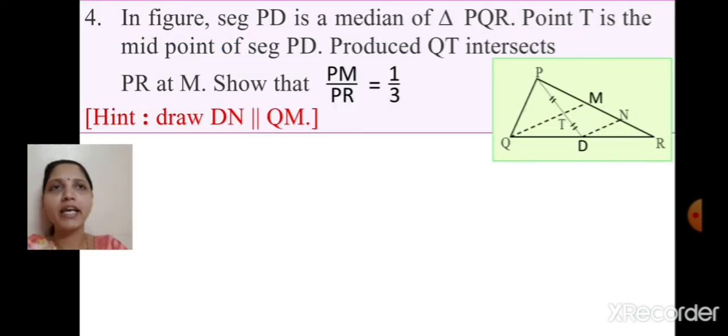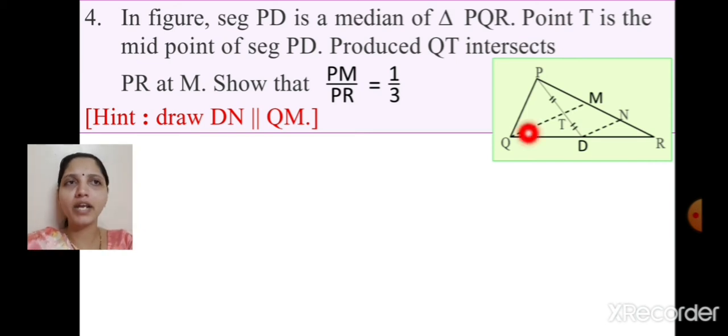In figure, seg PD is a median of triangle PQR. Point T is the midpoint of seg PD. Produced QT intersects PR at M. Show that PM upon PR is equal to 1 upon 3. Now here one hint is also given. Draw DN parallel to QM. So here you have to draw one segment DN which is parallel to segment QM. Okay. So let's start with the solution.